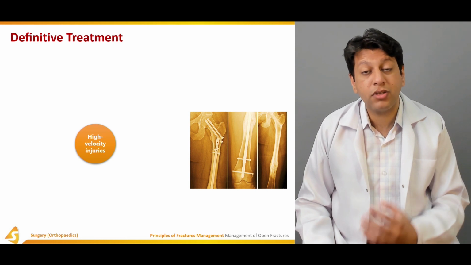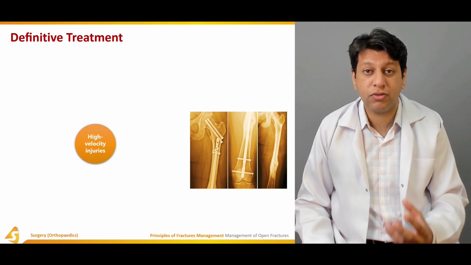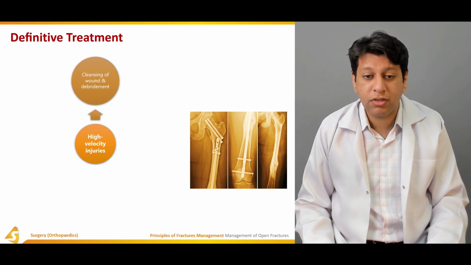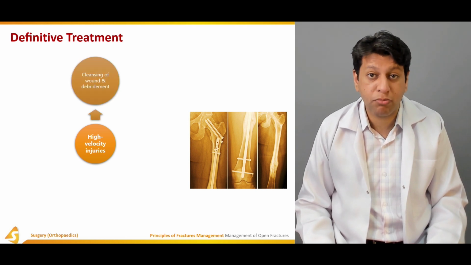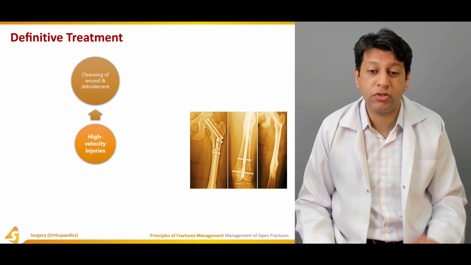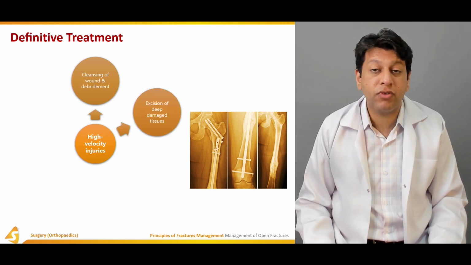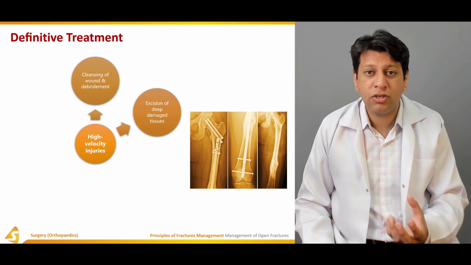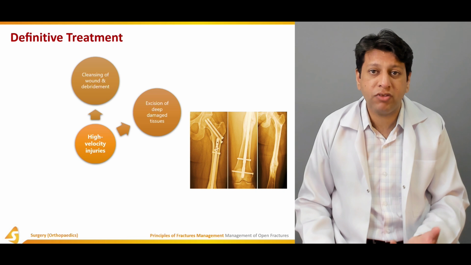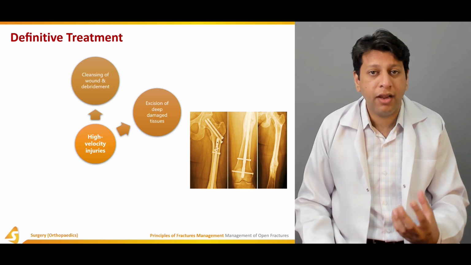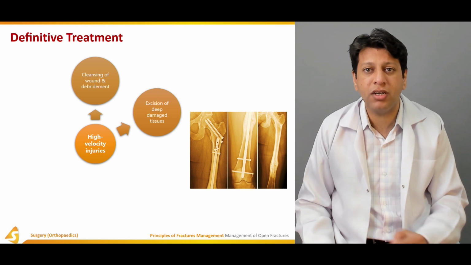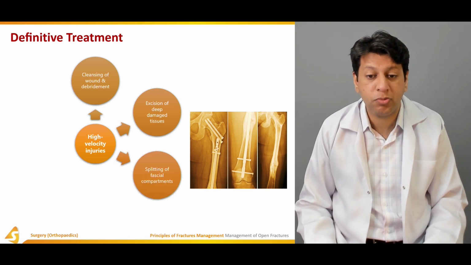so that the patient recovers completely. If it's a high energy wound, that is, a high energy velocity injury, then cleansing of the wound and debridement are of utmost importance, because there will be a lot of soft tissue damage. Then excision of deep damaged tissue is important, because the damaged tissue eventually becomes necrotic and dead and would be a breeding ground for organisms. So we have to remove all the deep devitalized tissue as well.